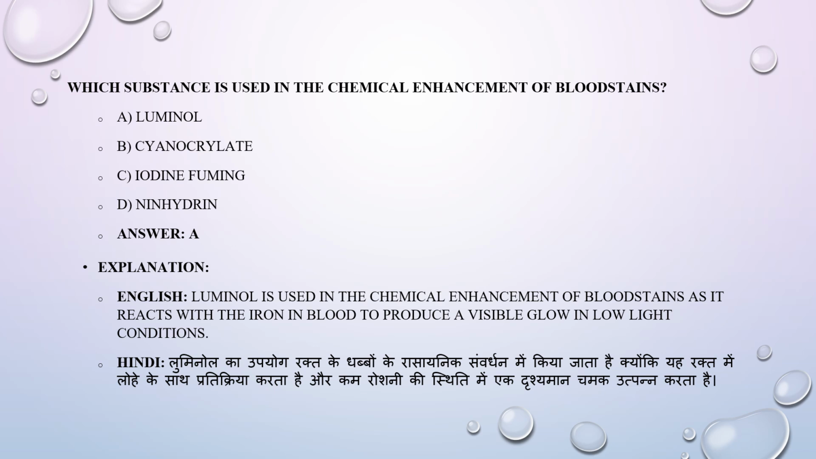Next question, which substance is used in the chemical enhancement of bloodstains? Luminol. Luminol is used in the chemical enhancement of bloodstains as it reacts with the iron in blood to produce a visible glow in low light conditions.